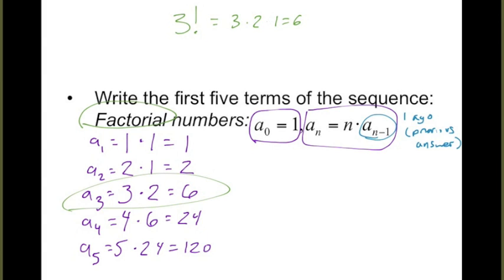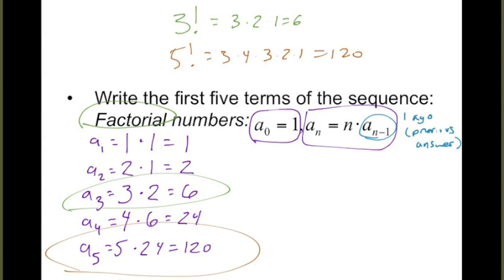Or 5 factorial would be 5 times 4 times 3 times 2 times 1, which is 120, and that's what we actually got for a sub 5. So this just kind of has a special name to it. You don't really need to know that name. These become pretty important in probability, that we need factorials a lot in evaluating different probability ideas.